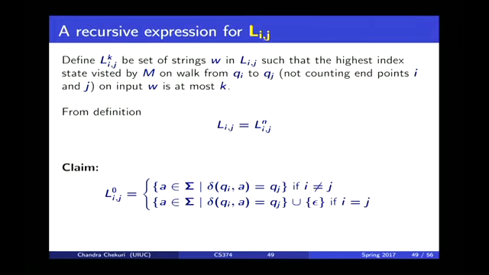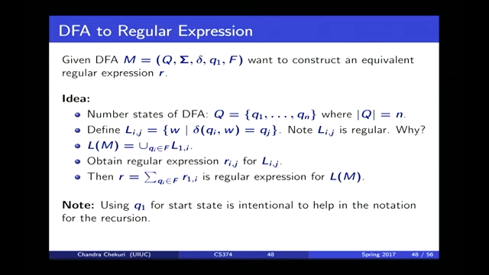I start with a DFA, any DFA. It has some number of states, a finite number of states. Let's call them Q1 to Qn by arbitrarily numbering them. Let's define this language called Lij, for every i and j between 1 and n, i can be equal to j. Lij is the set of all strings that take you from state i in the DFA to state j in the DFA.